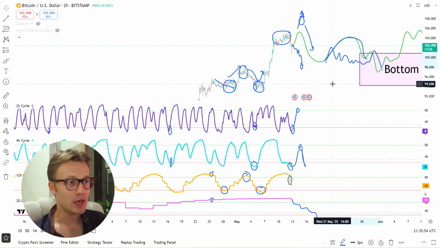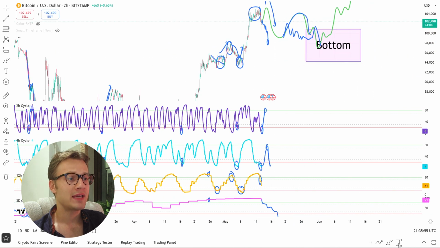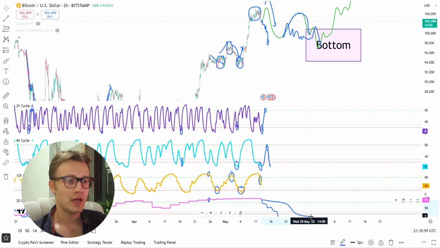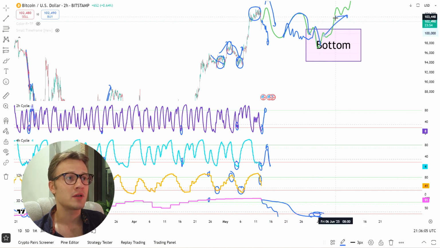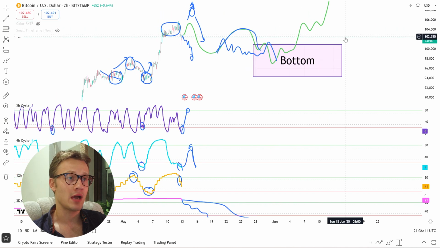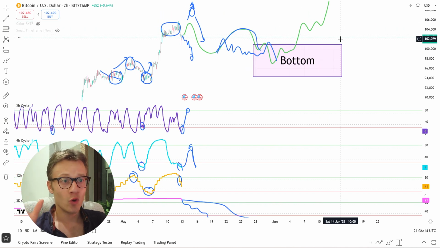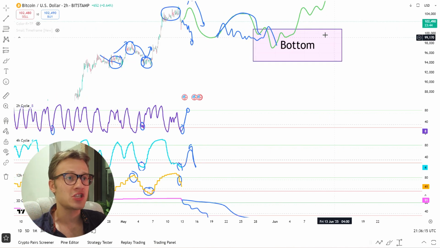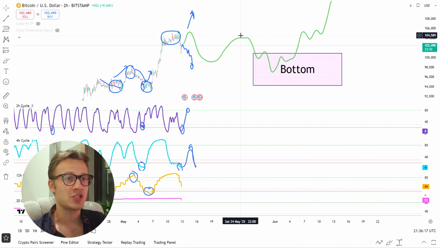And why are we going to make an absolute bottom in the beginning of June? Because the other cycle indicators, the long-term cycle indicators, like 1 week, also is going to make a bottom in the beginning of June, right here. And we are going to pump from here once again, because the long-term indicators like the 2-week cycle is actually showing up.